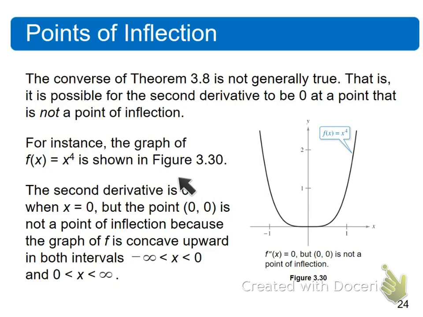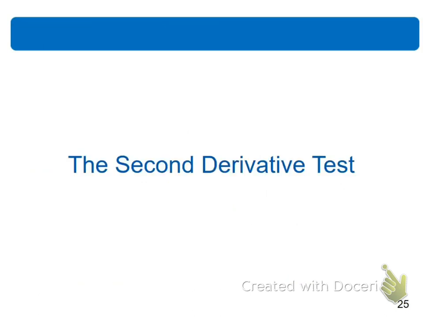Look at this one. The second derivative is 0, but still the concavity didn't change. So we know at points of inflection the second derivative is always 0, but just because the second derivative is 0 does not guarantee it's a point of inflection. We also have to make sure, verify, did the concavity change? Okay, did the concavity change?